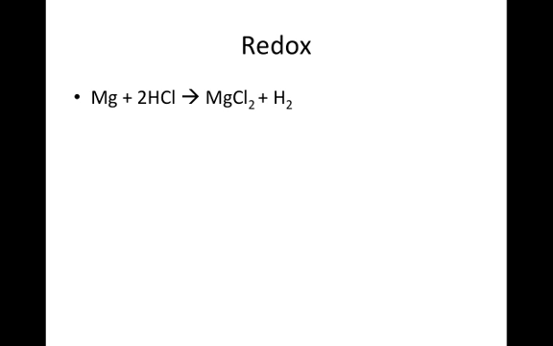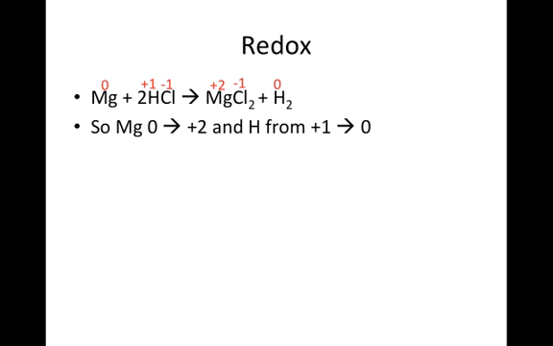Okay, so here we have magnesium with hydrochloric acid. Again, the elements are always 0, so hydrogen and magnesium are 0. Hydrogen in a compound is +1. Magnesium is in group 2, so is always +2. Chloride is -1 in hydrochloric acid and in magnesium chloride. So the chlorine hasn't changed, but the magnesium has gone from 0 to +2, so it's oxidised. The hydrogen has gone from +1 to 0, so it is reduced.